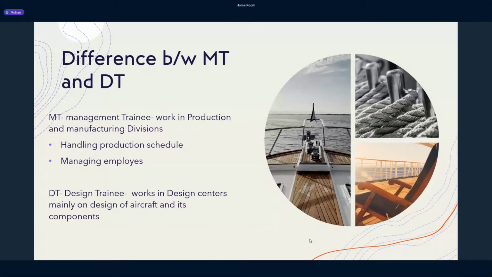MTs will mainly work in shop floors, where you will be hands-on, showing something like "I'm doing this one." As design trainees, you will be sitting in front of a computer and doing all the things in the system. That is the main difference between MT and DT.